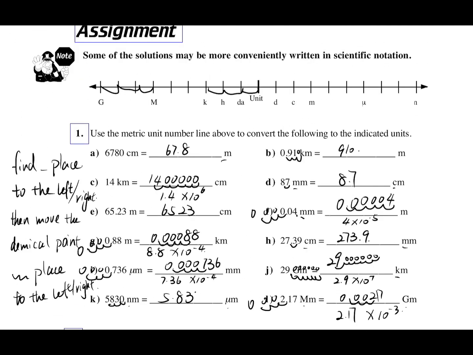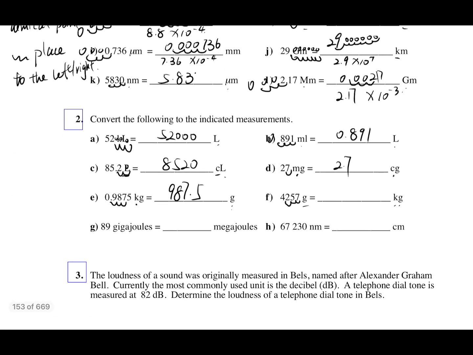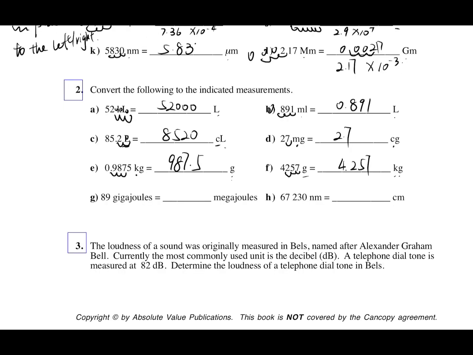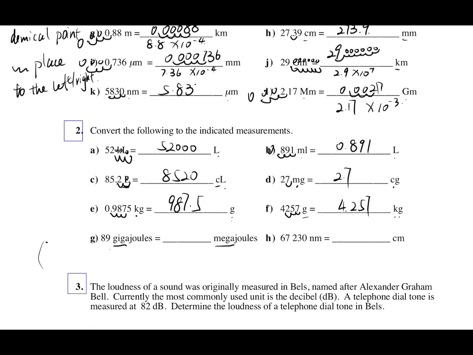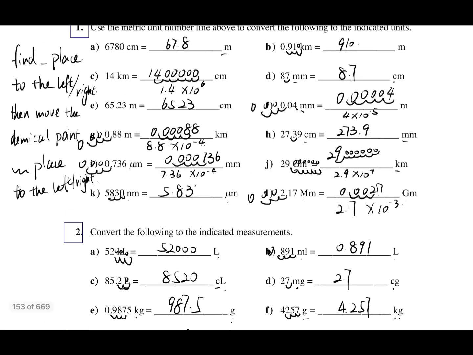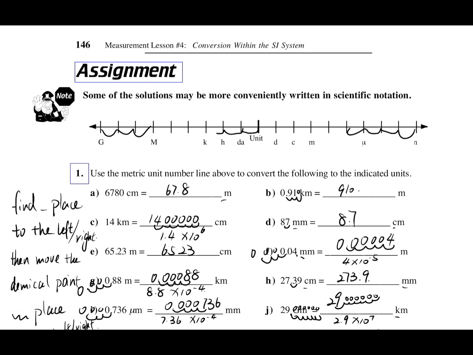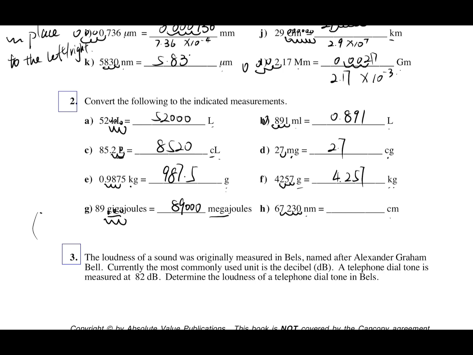1, 2, 3 to the left is 4.257. For g, this is from giga to mega. The 1, 2, 3 is 0.123000, so it's 89000. And h is from nano to centi, 1, 2, 3, 4, 5, 6, 7 to the left, so it's 0.0000006723.